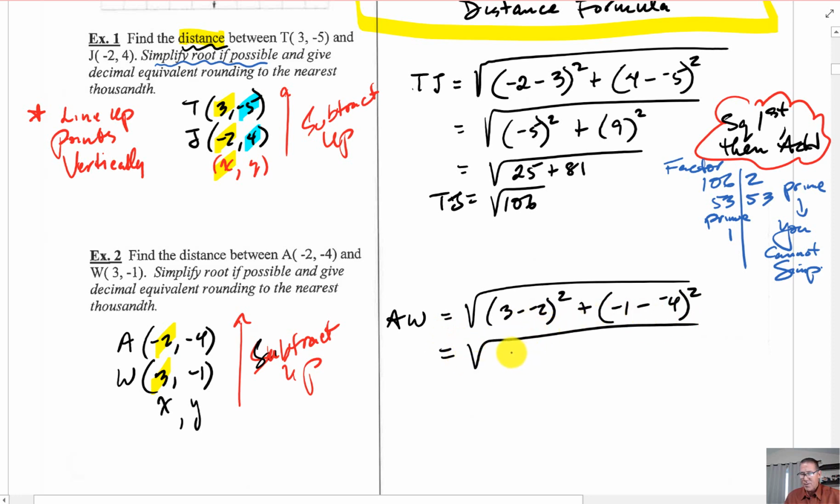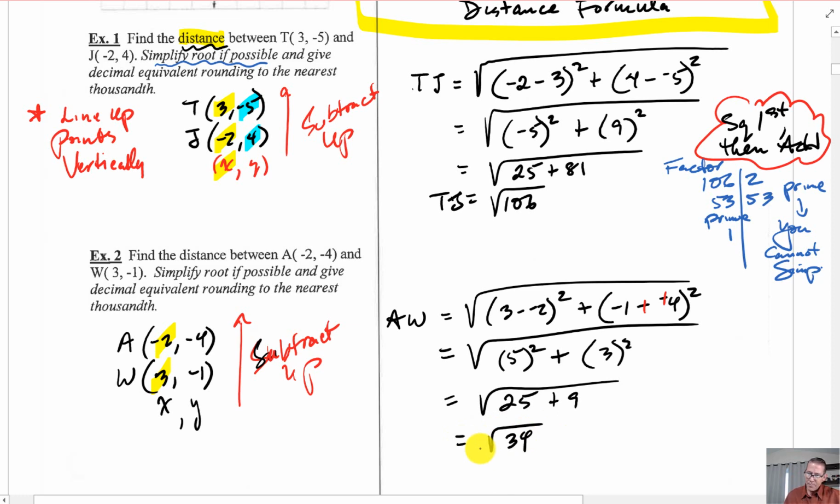So 3 minus -2 is 5, and then you have to square it. -1 minus -4 is -1 plus 4, which happens to be 3. And then you have to square that. So you square first, then add. So you get 25 plus 9, which is 34. So you get the square root of 34.